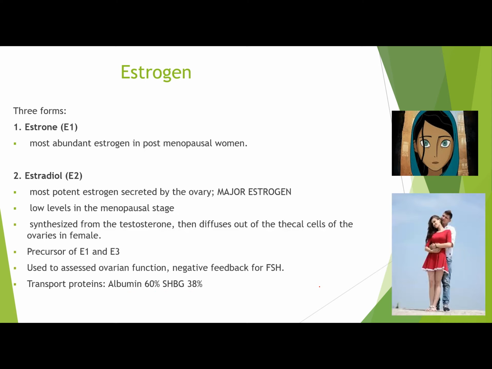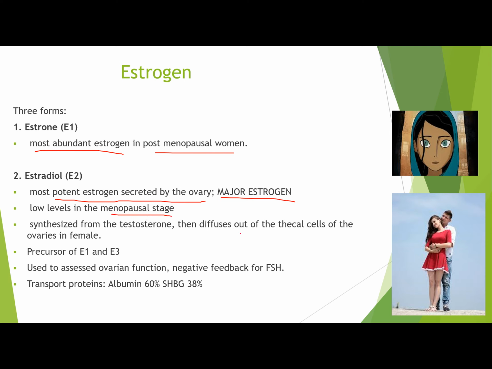We have your estrone or your E1. Estrone is the most abundant estrogen in postmenopausal women. Then we have your E2 or your estradiol. This is the most potent estrogen secreted by the ovary, considered as the major estrogen. Low levels in the menopausal stage.